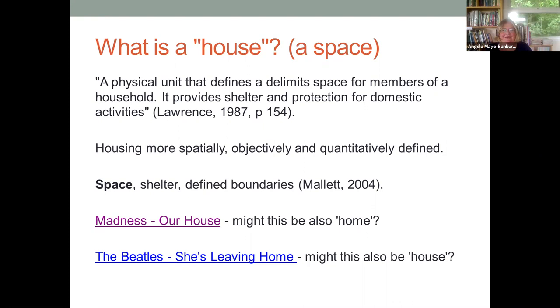So we can take as our basic starting point that housing, a house, is more spatial, objectively, i.e. value-free, and quantitatively defined, whereas home is more subjectively and qualitatively defined. Mallet re-emphasizes those points by talking about these definitions of boundaries. And as land prices become increasingly expensive, that demarcation of space is an increasingly important aspect of the way that we live.